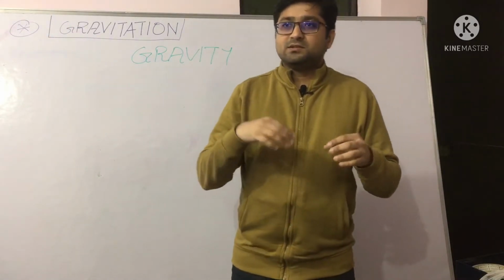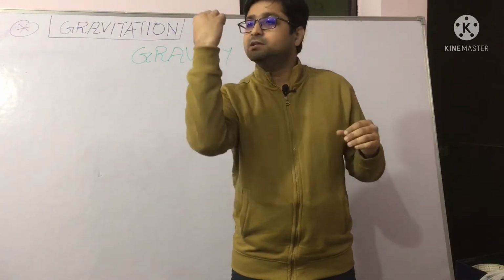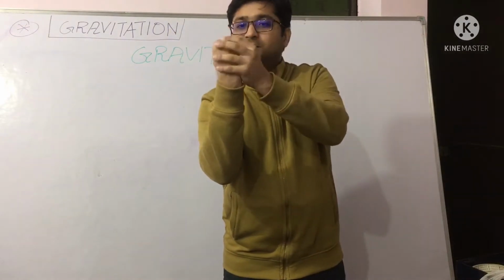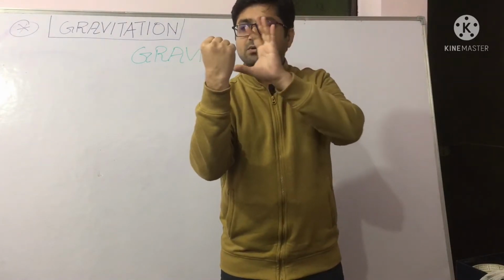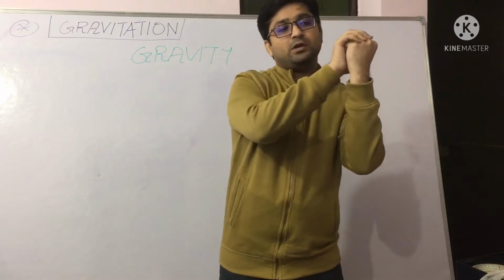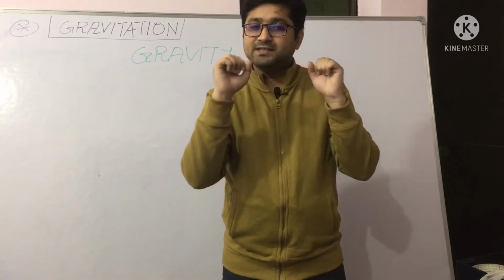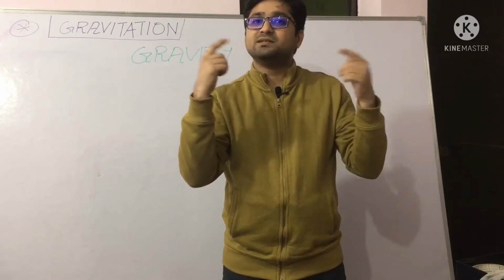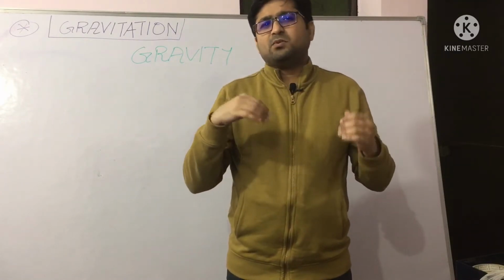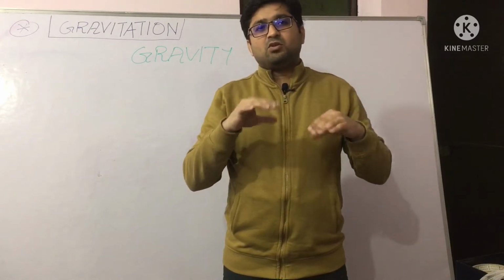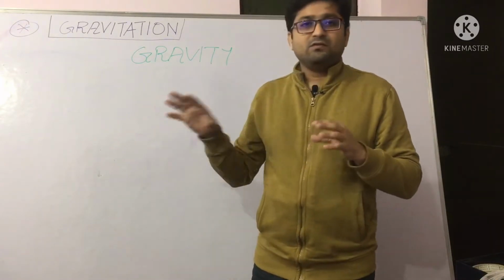Let me tell you with some examples. Suppose, watch it carefully, this is my wrist, this is a fist. Suppose this is body 1 and this is body 2. Between both these bodies there is a force of attraction, and this force of attraction is known as gravitational force between these two bodies. But it depends upon the mass and the distance, and because of that we are not able to feel it or observe it for these kinds of things.